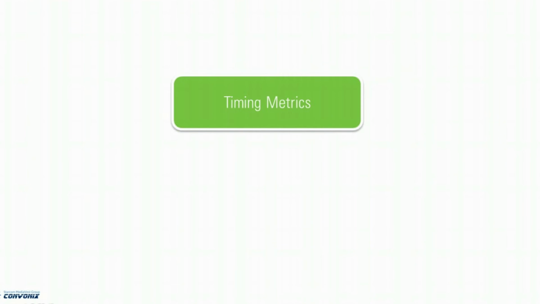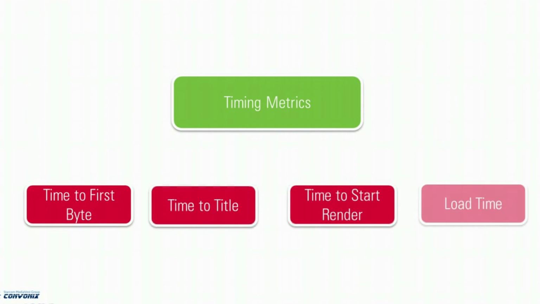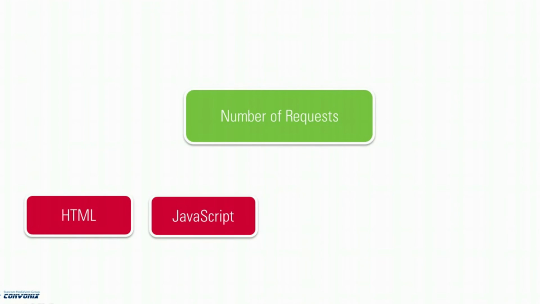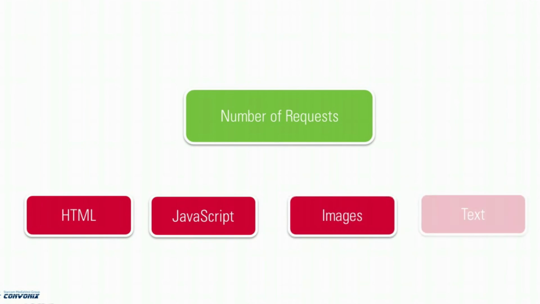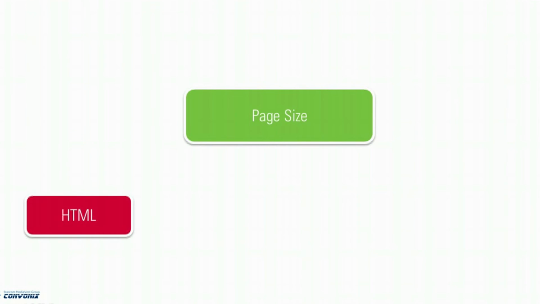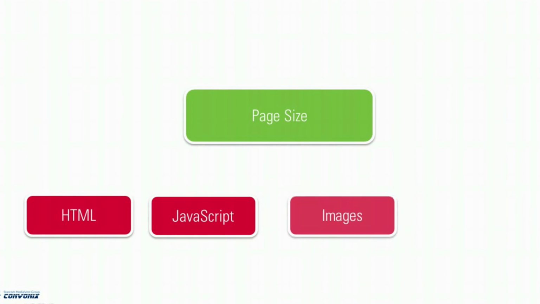The timing category gave us metrics like time to first byte, time to title, time to start render, and our favorite, load time. The usual metric, number of requests, was also present, but this time we could really go granular and see the split-up for elements like HTML, JavaScript, images, and text. The page size category of metrics provided us an exact split for the size of every element, like the size of HTML, the size of JavaScript, the size of images, and the size of text content.